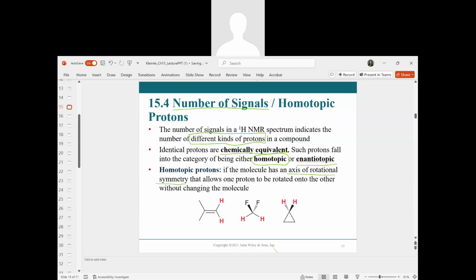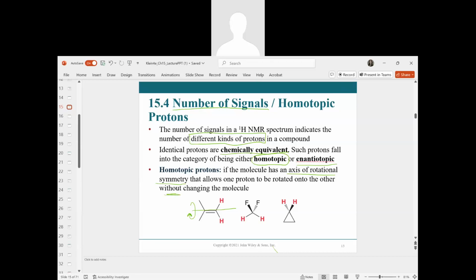Let me try to show that here. With this first molecule, these two red protons would again be homotopic, and if we were to draw this axis of symmetry here and then rotate along that axis of symmetry, say you closed your eyes, did the rotation, and then opened them, you couldn't tell which proton was which. So we have this axis of rotational symmetry, and we wouldn't change the molecule. When you open your eyes, poof, same molecule.